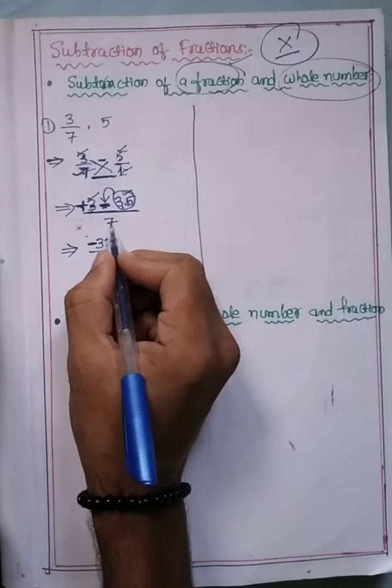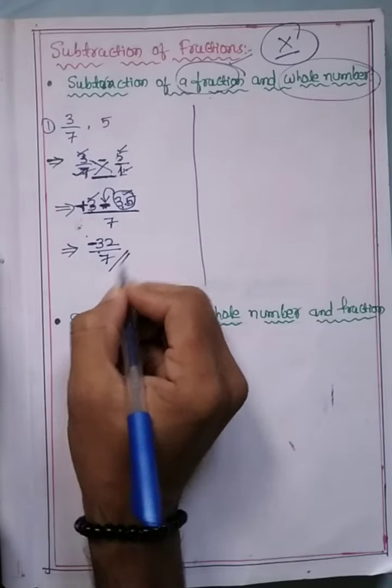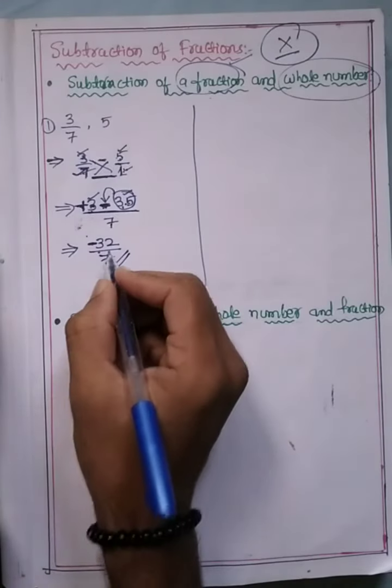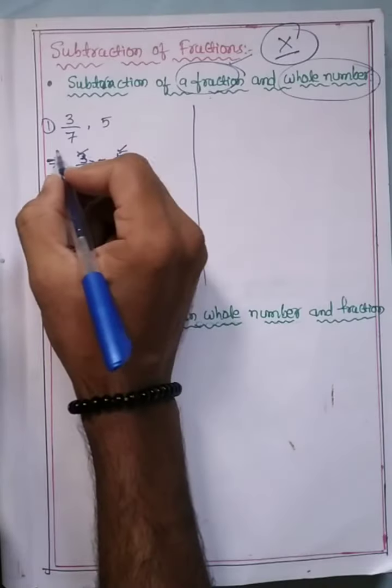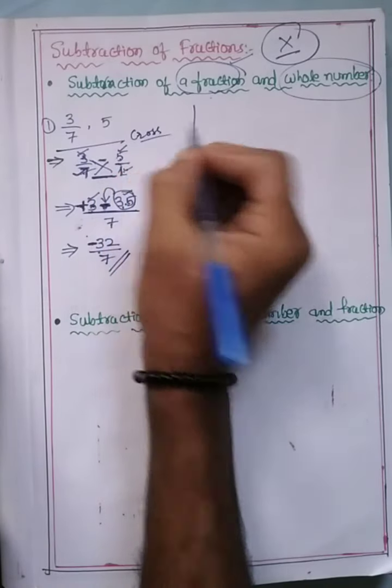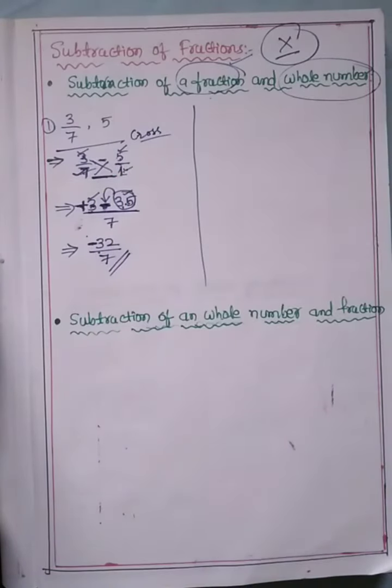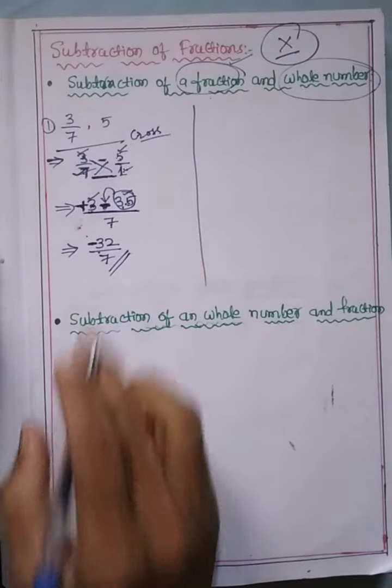So see here, take this 7 as it is. So what is the answer? My answer is minus 32 by 7. So this is called the cross multiplication method. By using the cross multiplication method, I have done this problem.